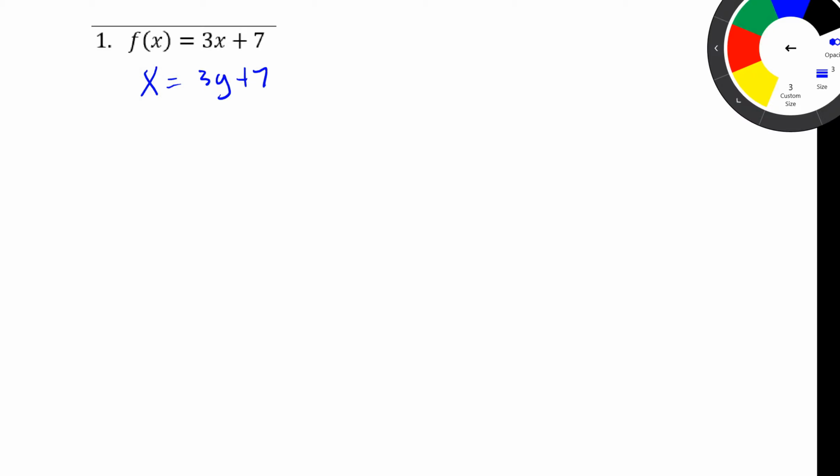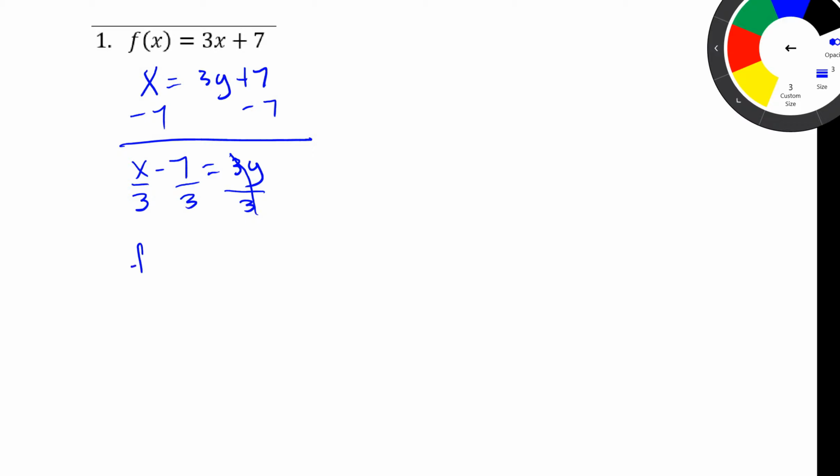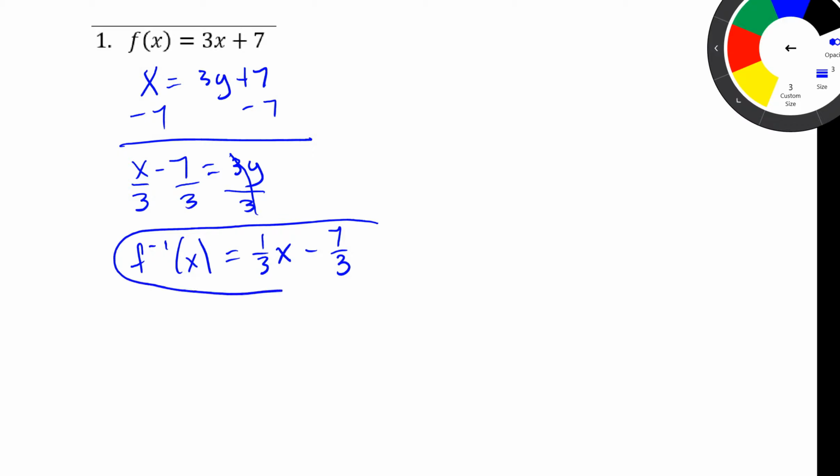And now we just have to resolve for y. So I'd start by subtracting by 7. So now I have x minus 7 equals 3y, and then divide everything by 3. Now, since this is a function, once I get y by itself, I can show the inverse in function notation. So that'd be f negative 1 of x equals 1/3 x minus 7/3. Hopefully that was a nice easy one to start with.